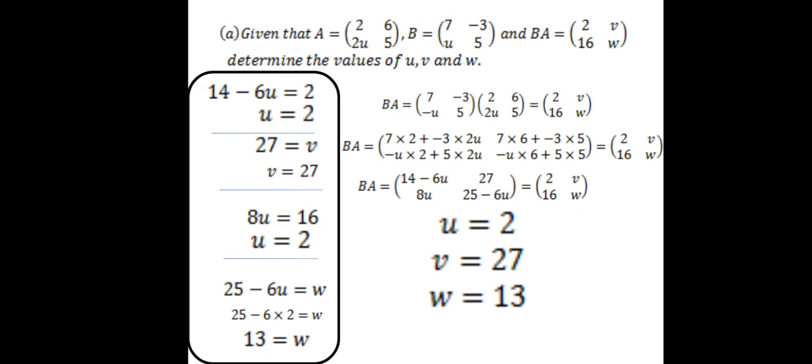Given that A is equal to the matrix 2, 6, 2u, 5, and B is equal to the matrix 7, negative 3, u, 5, and BA is equal to the matrix 2, v, 16, w. Determine the values of u, v, and w.